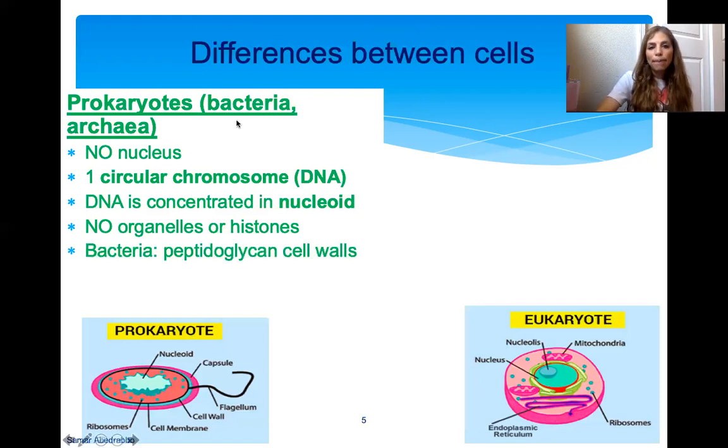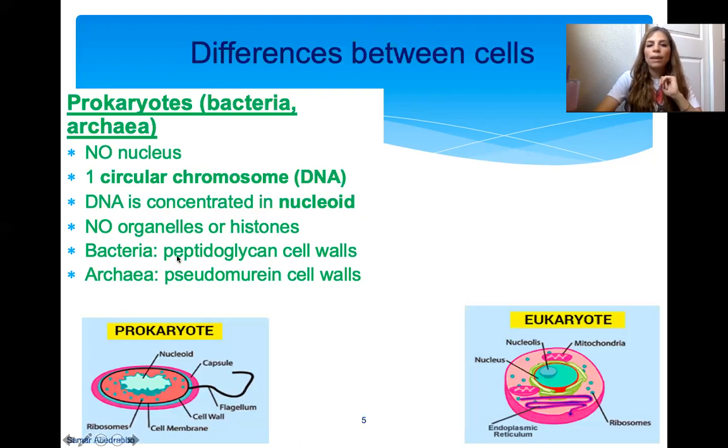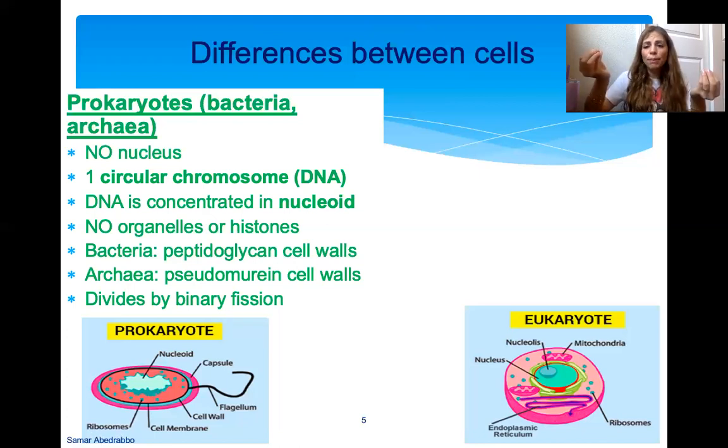And when we look at bacteria, which are made up of prokaryotic cells, they also have a cell wall made up of peptidoglycan. So remember, all cells have a plasma membrane. Bacteria also have a cell wall, which we will learn about, and it's made up of peptidoglycan. And archaea have a cell wall, and it's made up of pseudomurein. And then when we look at prokaryotic cells, they divide by binary fission, which you will learn about, meaning that when they go to make a copy of themselves, they just basically split. That's what binary fission is.